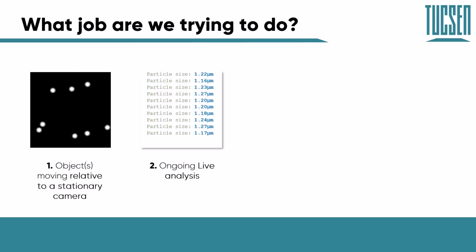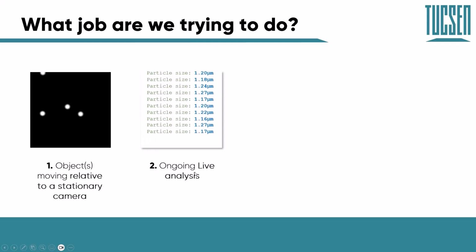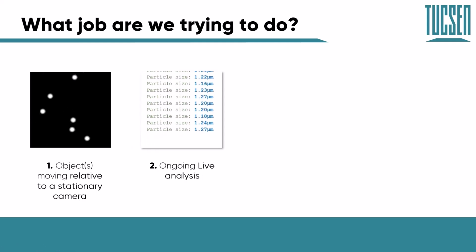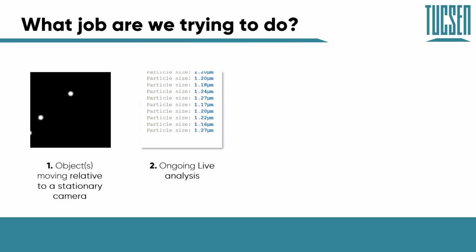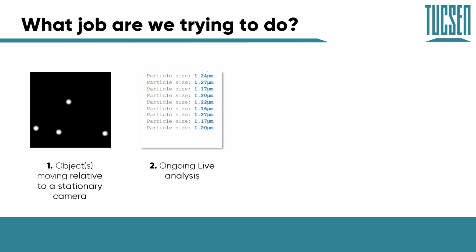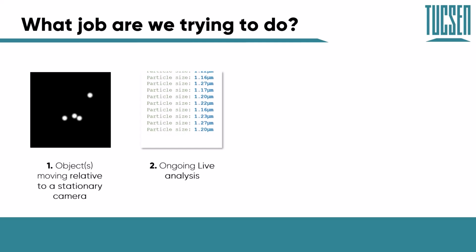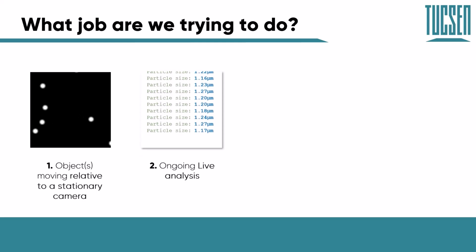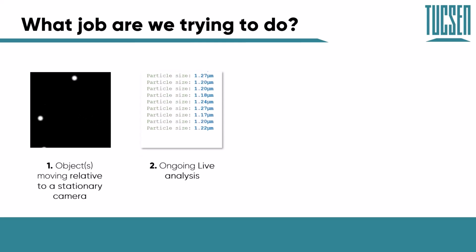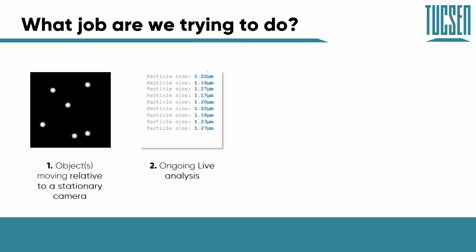The next three jobs are somewhat different. We have, on the one hand, ongoing live analysis, where we might have a flow cytometer again, where we've got cells flowing past a stationary camera, and we're maybe trying to extract some data about those cells, and the image of the cell is not necessarily the primary output. It's something that has come out the other end of the analysis pipeline that's our primary output. But here, usually, the motion is somewhat inherent to the technique of imaging that we're using.